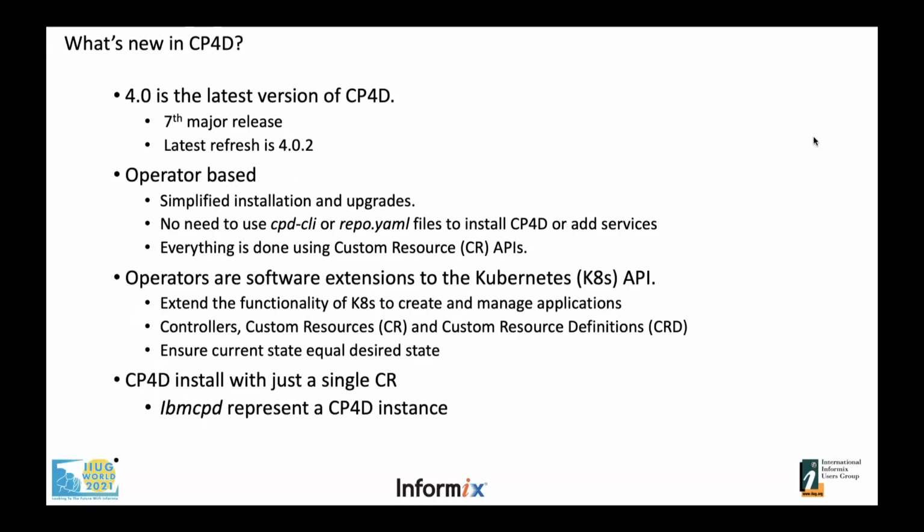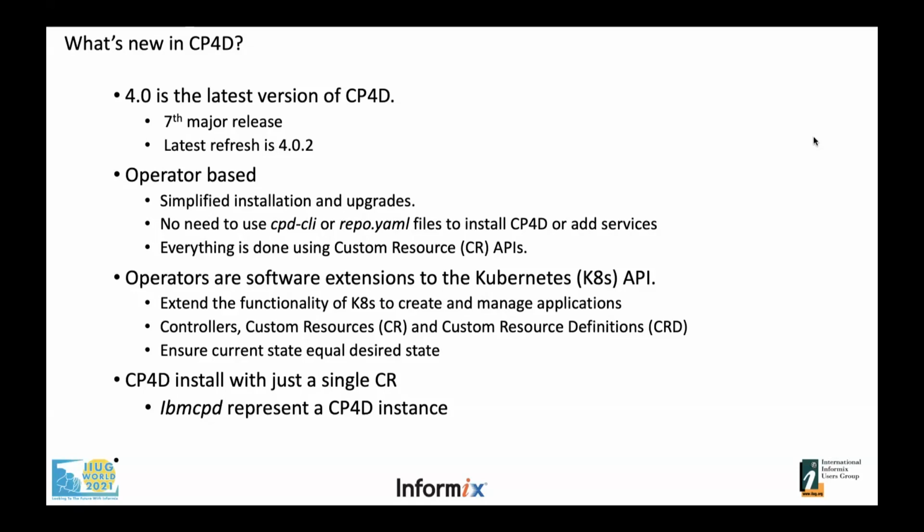What is new in CP4D 4.0? 4.0 is the latest version of CP4D. It is the 4th major version since the first release. Between each major version, IBM releases refreshes with minor updates and fixes. The latest refresh is 4.0.2. The main change from previous CP4D versions is that in 4.0, everything is done with operators. You no longer have to use the cpd-cli or repo YAML files to install or uninstall services or CP4D. Now what you do is create a CR, a custom resource object, in your cluster, and an operator will do all the work for you.